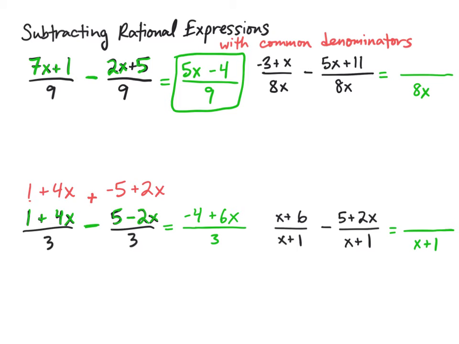Now take a look. What is 1 plus negative 5? There's that negative 4. What is 4x plus 2x? There's your positive 6x. So there are different ways to do this problem. If you don't like subtraction, or if you think it's going to mess you up, don't even do the subtraction problem. Just change it to adding negatives.